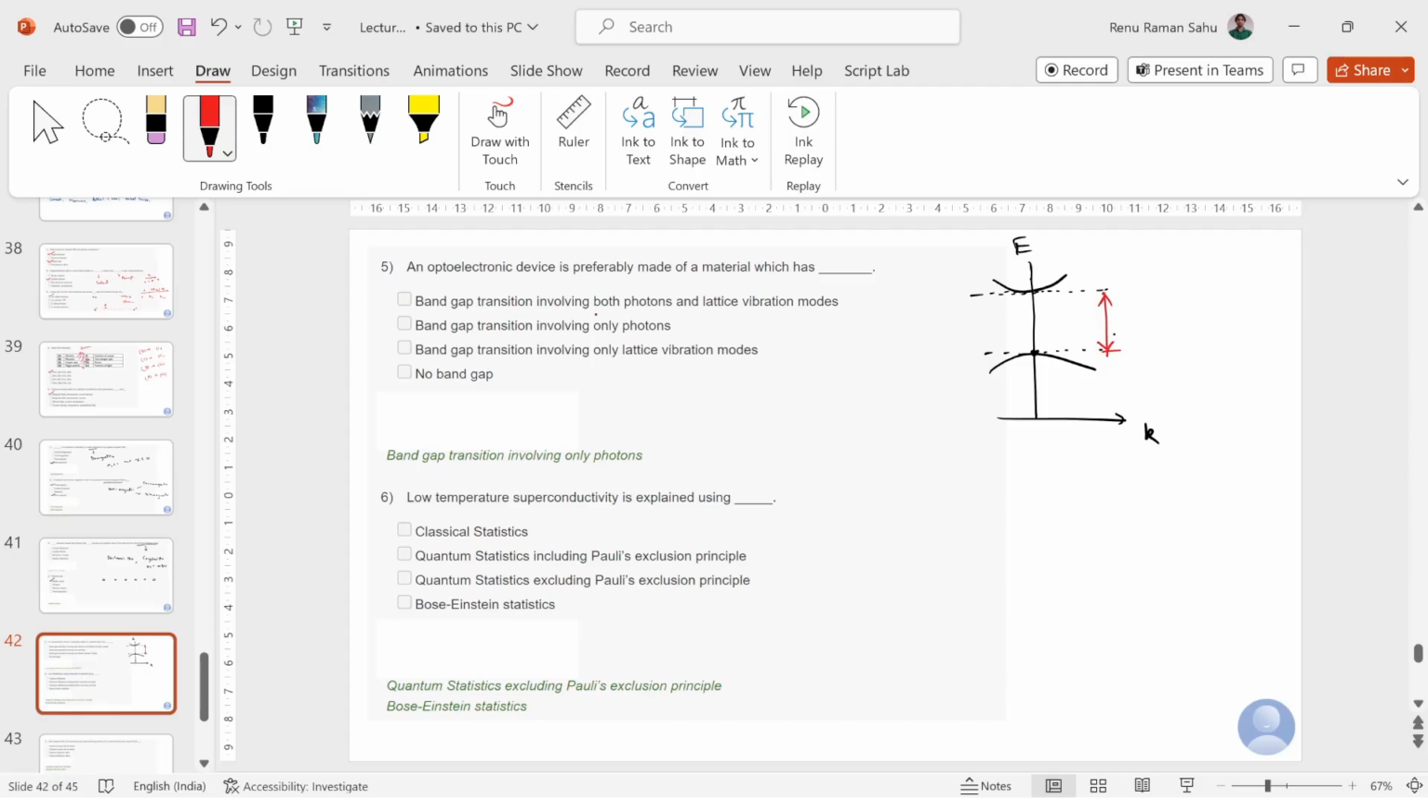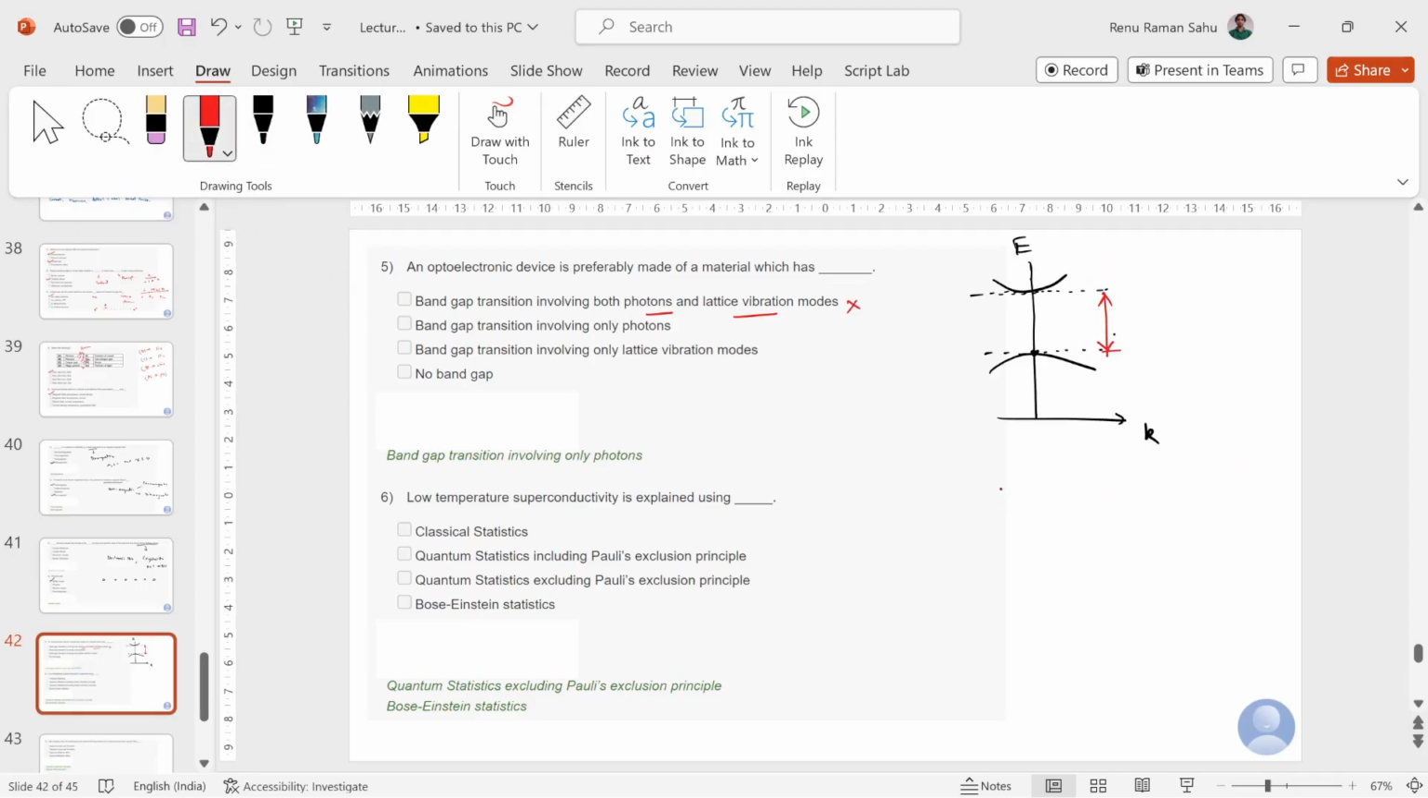So consider a band gap transition involving both photons and lattice vibration modes. If it has both photons and lattice vibration modes, then the probability of that happening will be less than if it were only the photons. So this we don't want. This happens in the case of indirect band gap transitions.